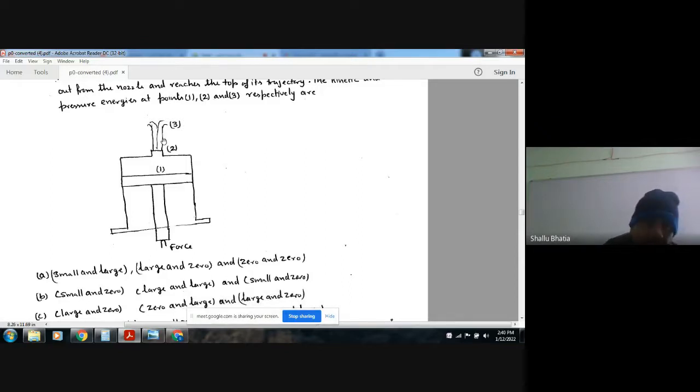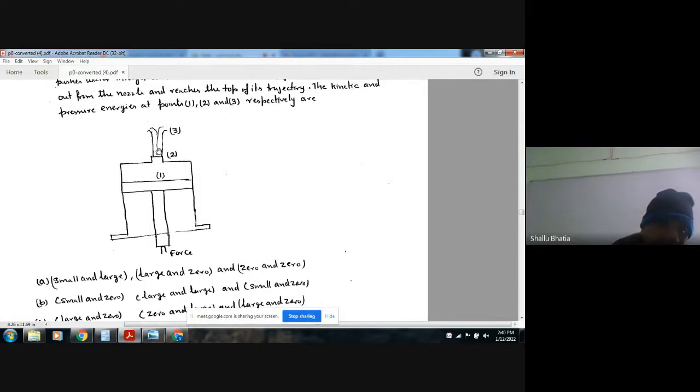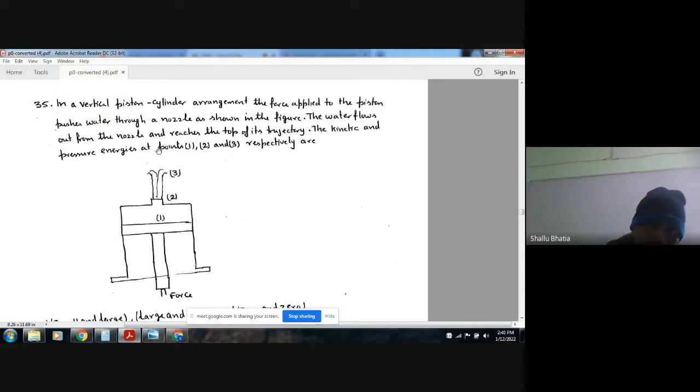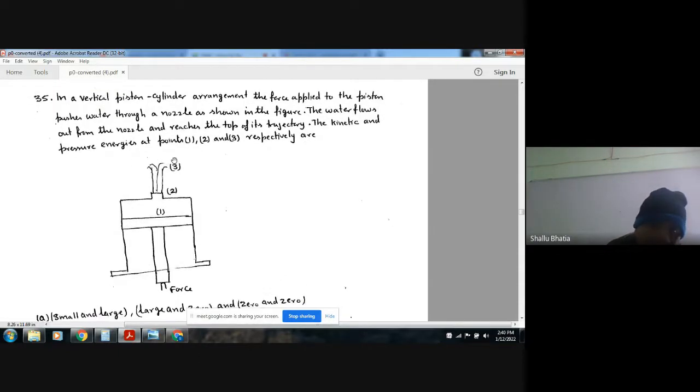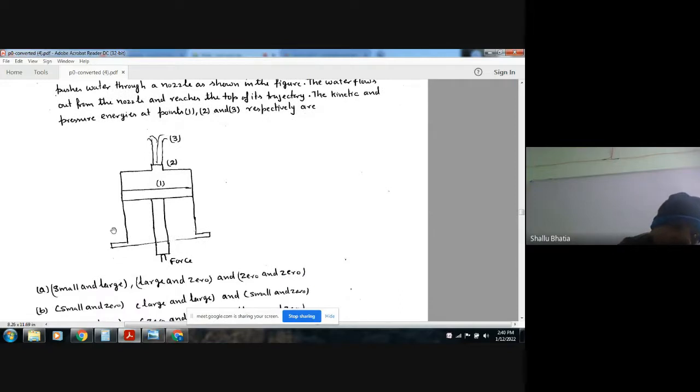At this point, the kinetic energy should be 0 and the pressure energy should be highest. At this one, the kinetic energy should be maximum and the pressure energy should be 0. At this point the kinetic energy is small and the pressure energy is large. Here the kinetic energy is large and the pressure is atmospheric, so it is large, 0. And here both the kinetic energy and pressure energy will be 0.